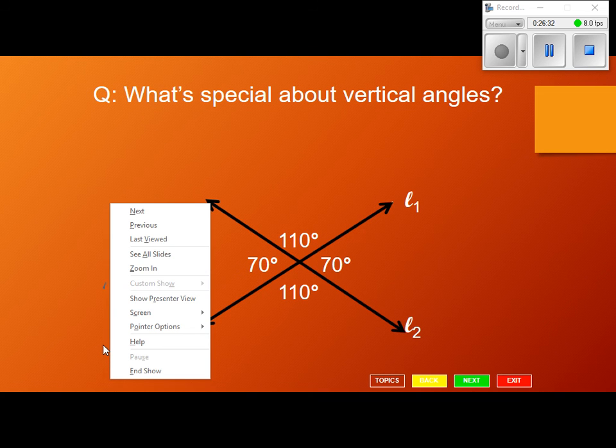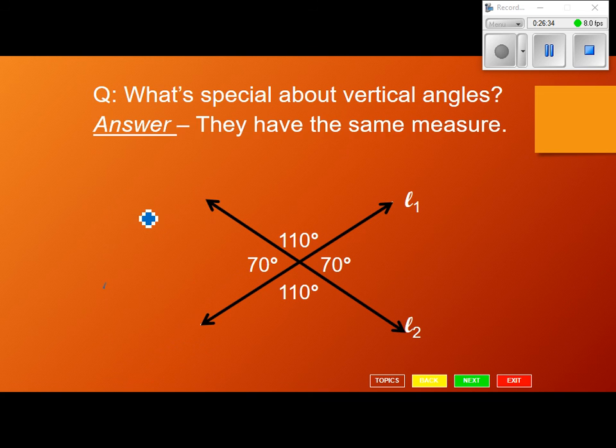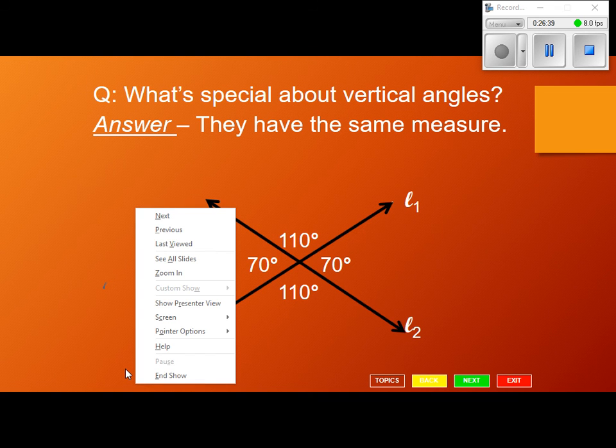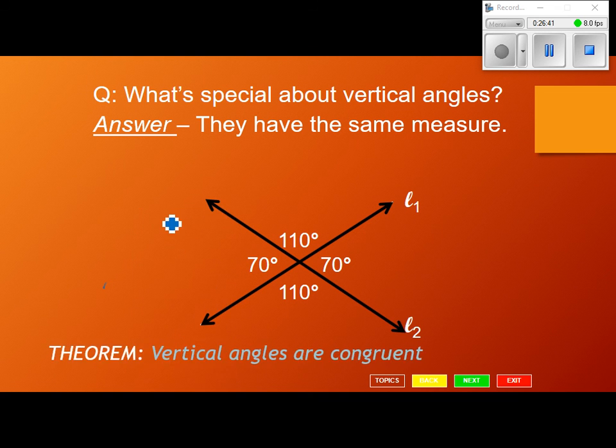What's special about those vertical angles? They have to have the same measure. Our first theorem that we're going to cover is this theorem right here. Vertical angles are congruent. You won't ever see me write it out like that again, and from here on out, this is what you're going to write.